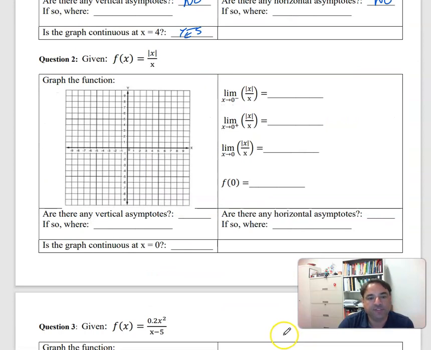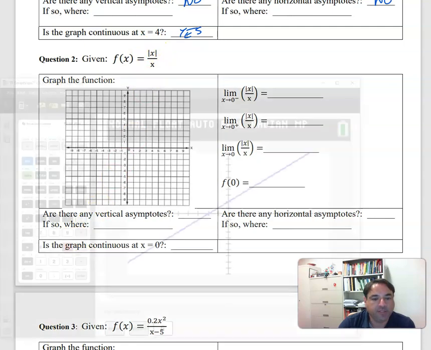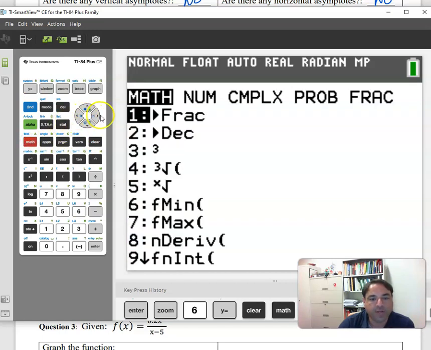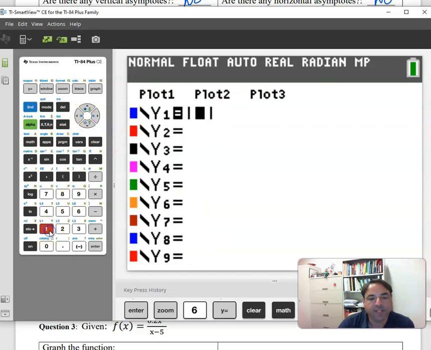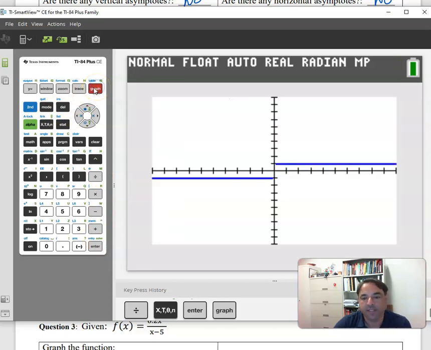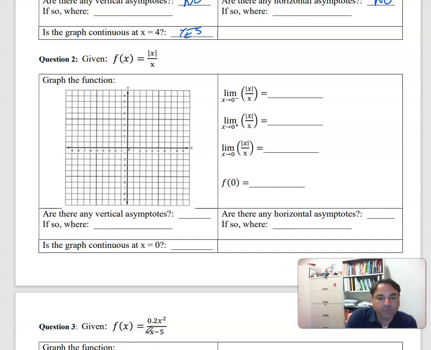Okay. Next question. We're going to graph the function absolute value of x over x. So if we go to our calculator, go to y equals, clear the old one. Now for absolute value, we're going to hit math, to the right for number, and we're going to do absolute value of x divided by x. Then, same window, so we're just going to go ahead and hit graph. And again, we're going to draw it the best we can. So it looks like this, the best we can.